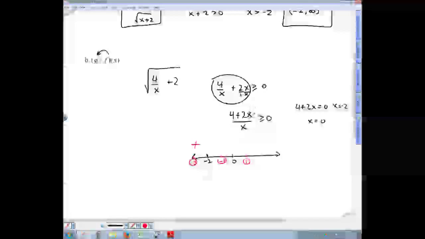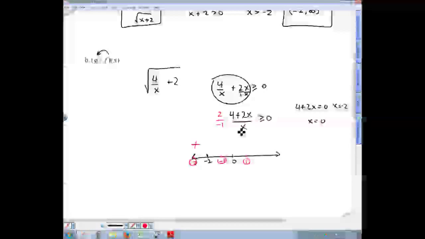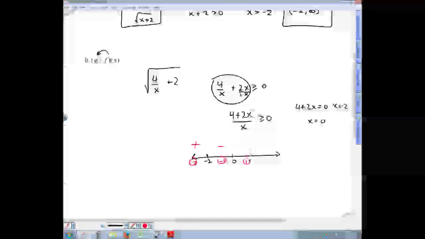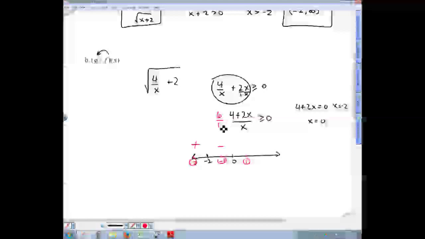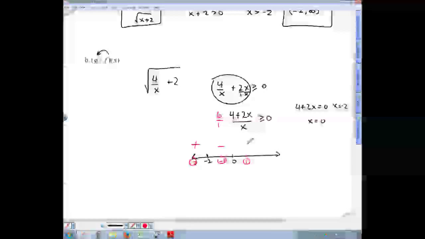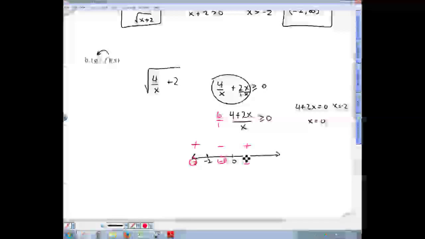Now plugging in a negative 1 for both x's. 2 times negative 1 is negative 2. Negative 2 plus 4 is positive 2. But then in the denominator you'd have negative 1. A positive 2 divided by negative 1 is negative 2, but more importantly it's negative. And then the test value of positive 1: 2 times 1 is 2, 2 plus 4 is 6. 6 divided by 1 is 6, but most importantly it's positive 6.